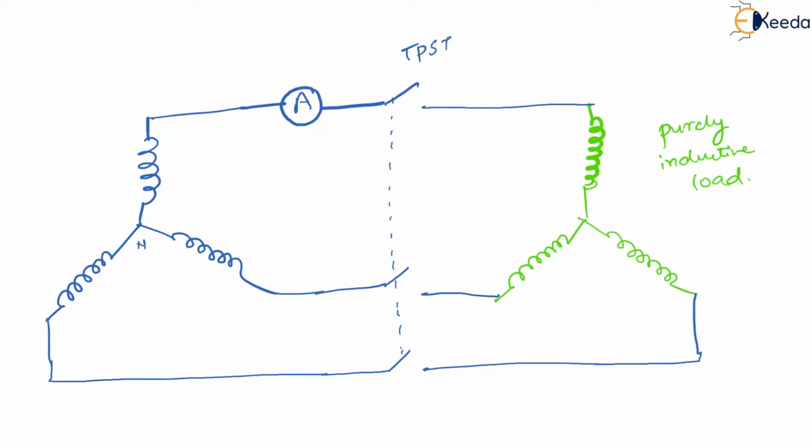Triple pole single throw switch, okay? Now what I will do is, this is your ammeter, measuring amperes. Now let me connect a voltmeter also. So this is your voltmeter.